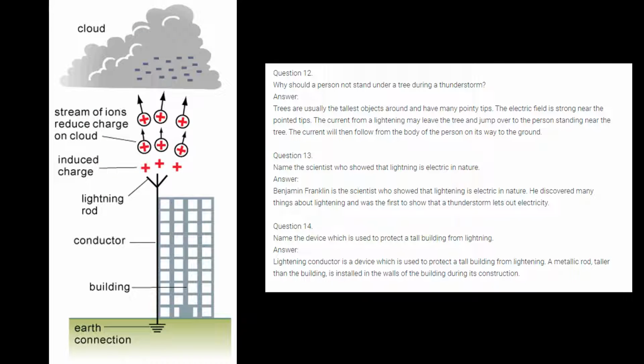Question 14. Name the device which is used to protect a tall building from lightning. Answer. Lightning conductor is a device which is used to protect a tall building from lightning. A metallic rod, taller than the building, is installed in the walls of the building during its construction.